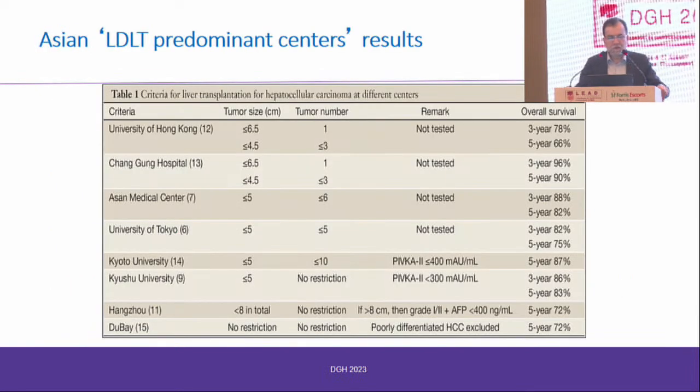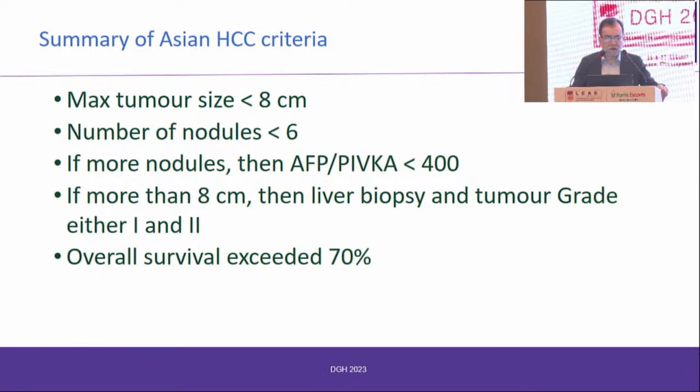So if you look at the Asian living donor liver transplant predominant centers, you have Hong Kong, Taiwan, Asan Medical Center, Tokyo, Kyoto, Kyushu, and most of them, I think, some have used biological markers as well. And I'll give you a summary of what that means.